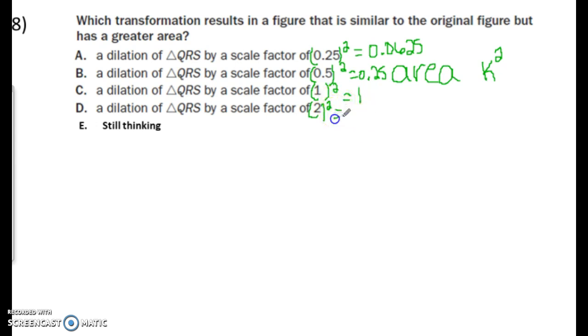And then on the last one, if we do 2 squared, we get 4. This means that the area is 4 times bigger. So that is the one that's going to be our answer, because the question says we want a greater area.